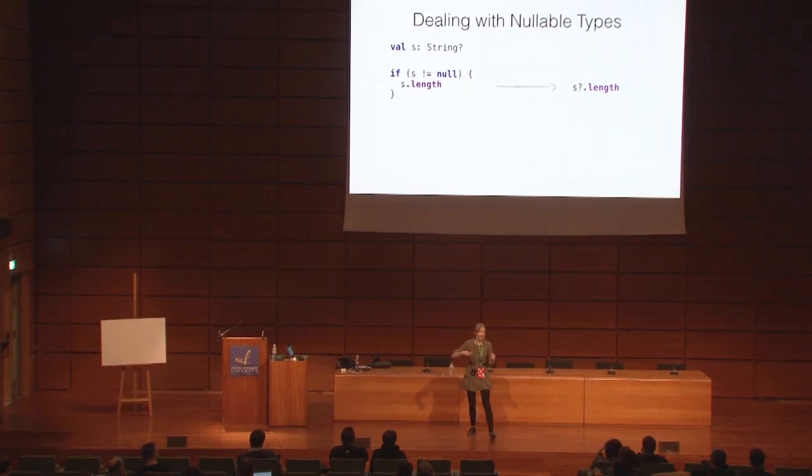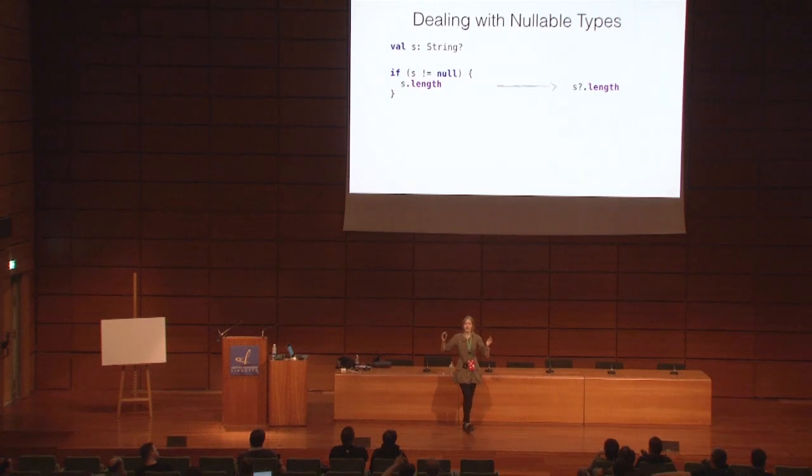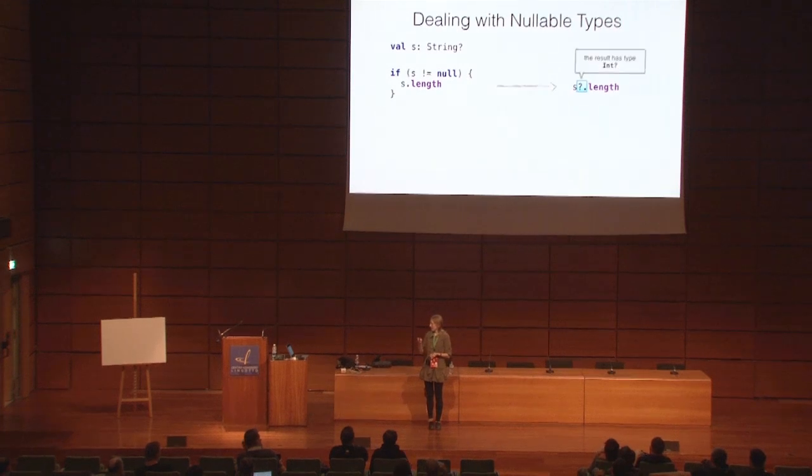So what does it mean? If the value in this variable is null, then return null as a result. If it's not, return what's expected, the length of a string. OK. And the result type will be nullable type. The result will have the nullable type, because it can contain null for sure.